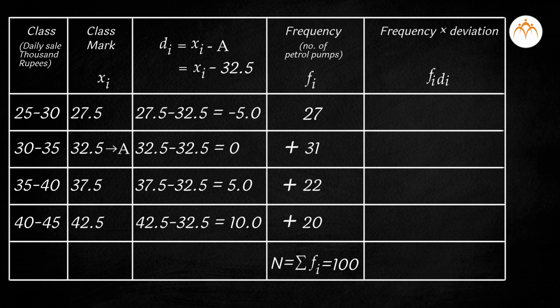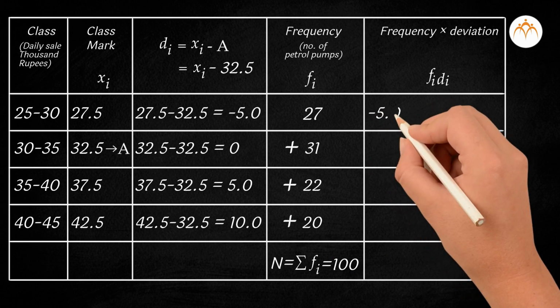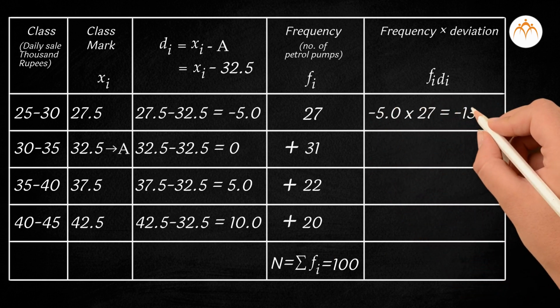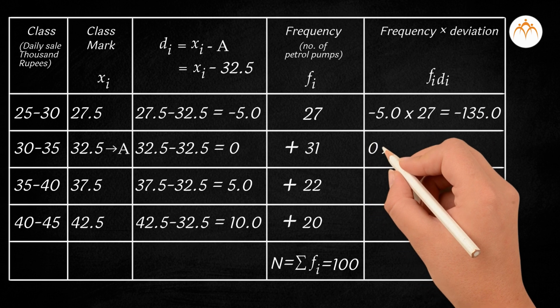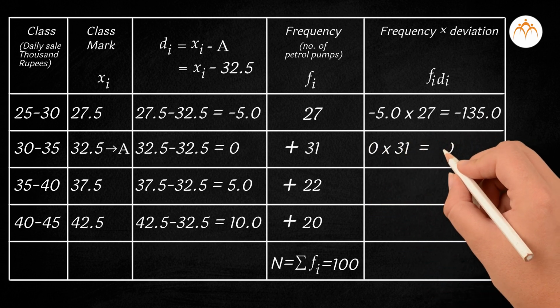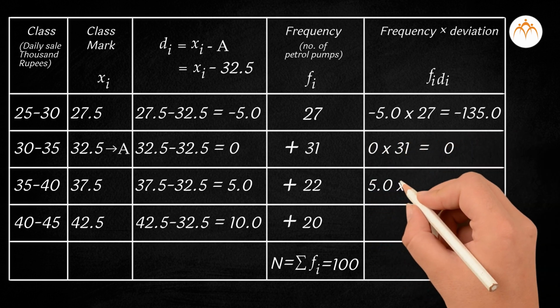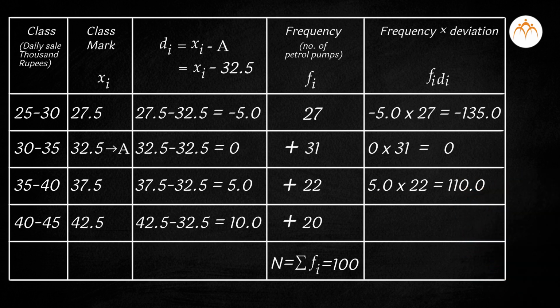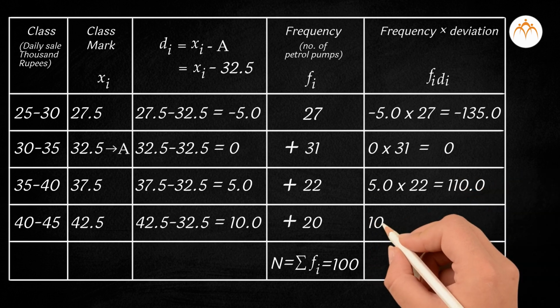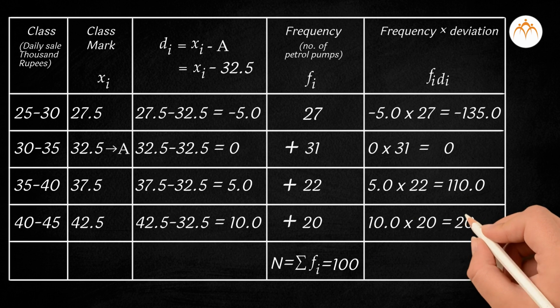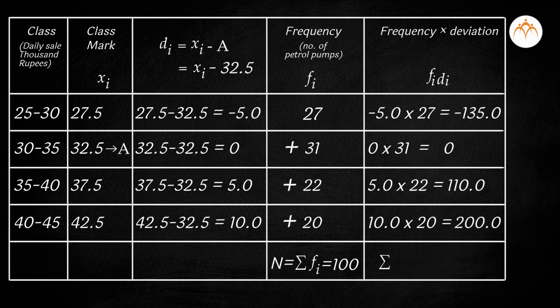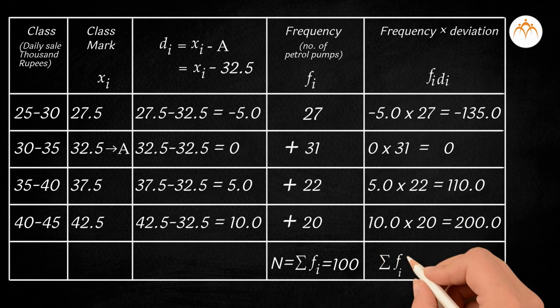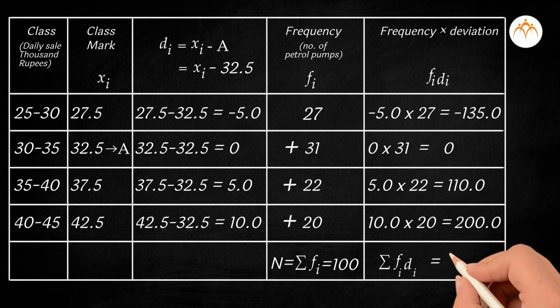Let's calculate the frequency multiplied by deviation, that is fi di. Minus 5 into 27 equal to minus 135. 0 into 31 equal to 0. 5 into 22 equal to 110. 10 into 20 is equal to 200. Here summation fi di is equal to 175.